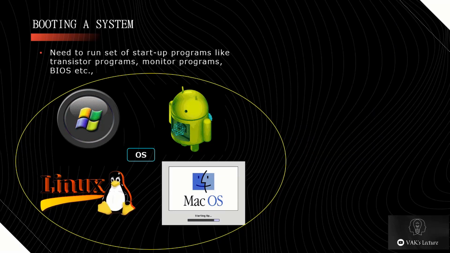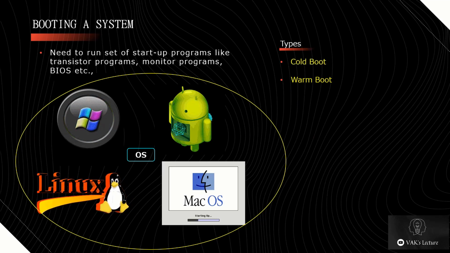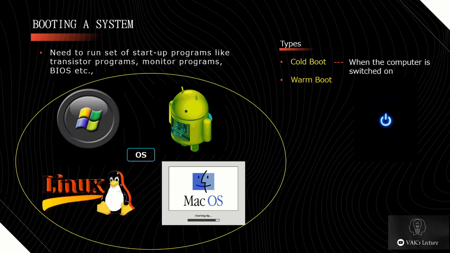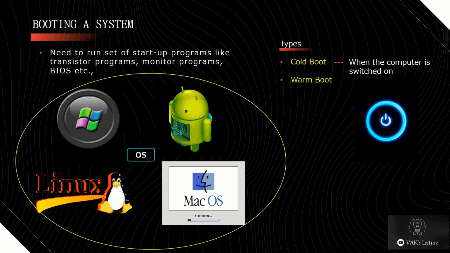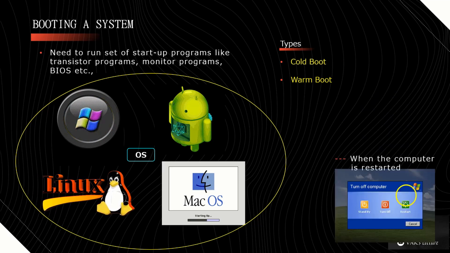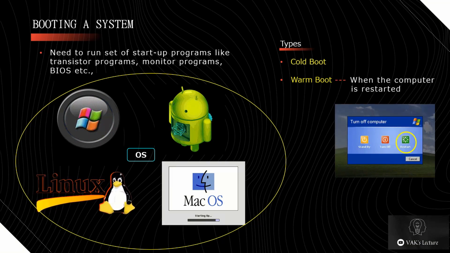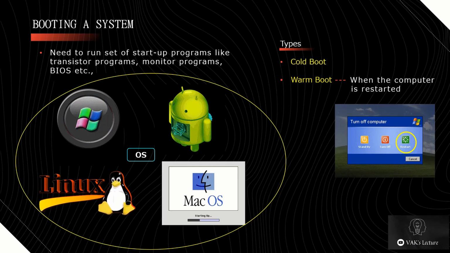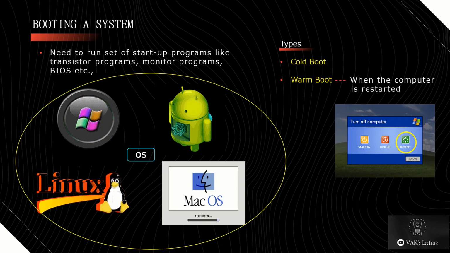Let us continue. Here we have two types of booting, cold boot and warm boot. Cold boot is the process when the computer is switched on. That means whenever you switch on the system, the operating system will be loaded. Warm boot is the process when the computer is restarted. That means whenever the system is restarted, then based on this booting process, the operating system will be loaded.